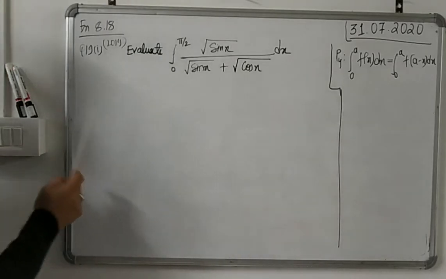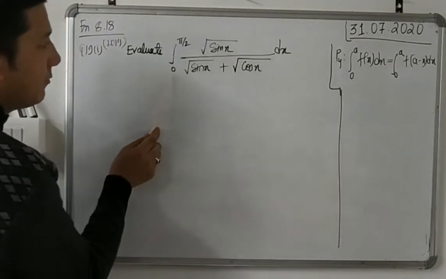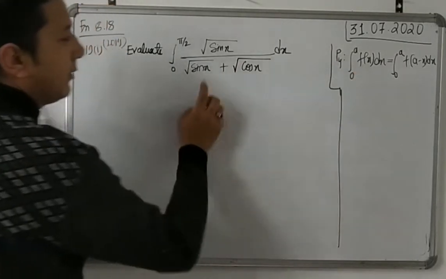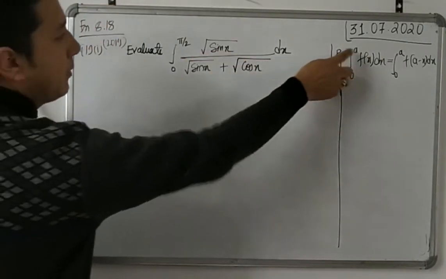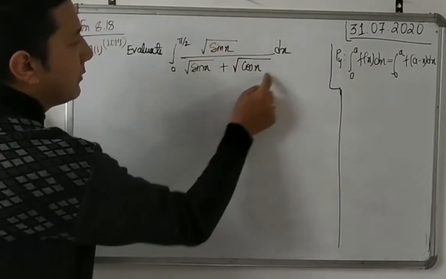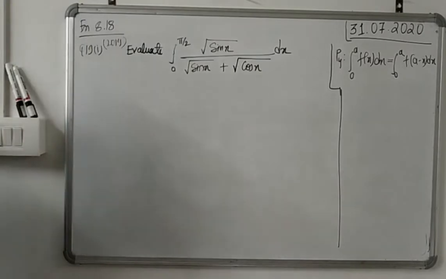Now if you can see here, it's starting from 0 to pi by 2, that is 0 to a. So if you compare, what is my lower limit? 0. What is my upper limit? Pi by 2. What is the value for f(x)? This whole is the value for f(x). And the question is telling you to evaluate.